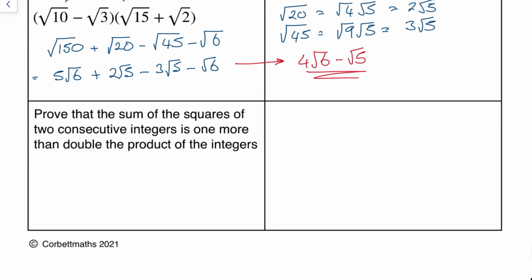Final question today. Prove that the sum of the squares of two consecutive integers is one more than double the product of the integers. Right, let's read that one again. Prove that the sum of the squares of two consecutive integers.